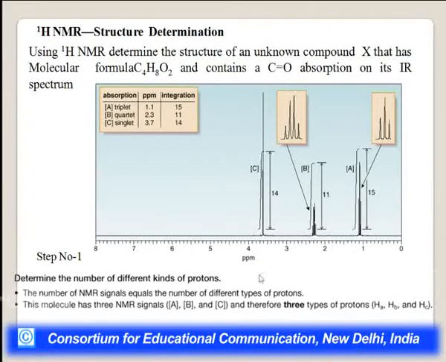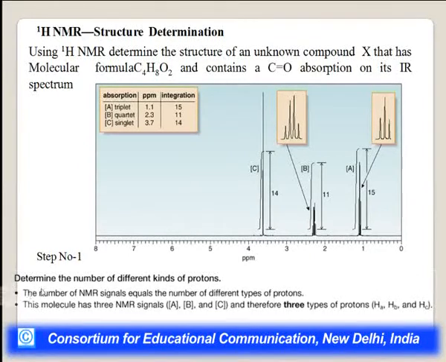So how can we proceed to solve this question? How can we proceed to determine the structure of an unknown compound when we have the molecular formula and the additional information that the carbonyl group gets absorbed in the IR range? So definitely there is a carbonyl functional group, but what kind of carbonyl group is there, let us discuss in detail.